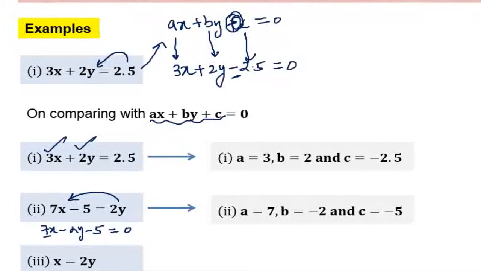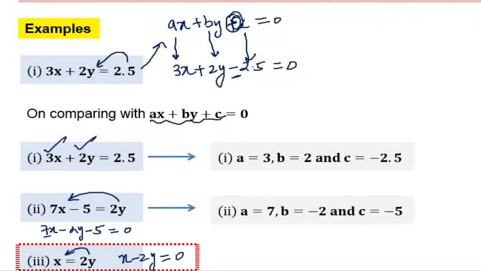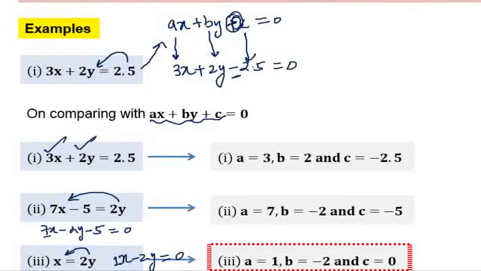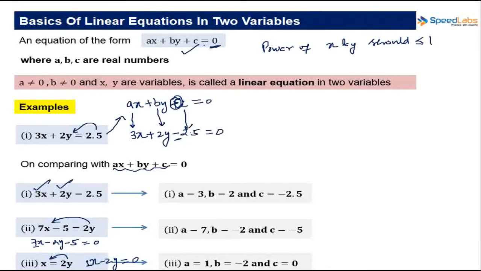Similarly, if you look at one more example, x is equal to 2y, transfer this 2y to the left hand side, then the equation will be x minus 2y is equal to 0. So what is c here? There is no constant term present here. So c will be 0 in this case. What will a be? a will be 1 because the coefficient of x is 1. What is the coefficient of y? It is minus 2, so b will be minus 2. So if you compare this equation with the standard form, a comes out to be 1, b comes out to be minus 2 and c is 0. As you can see, there is no constant term present in this equation.